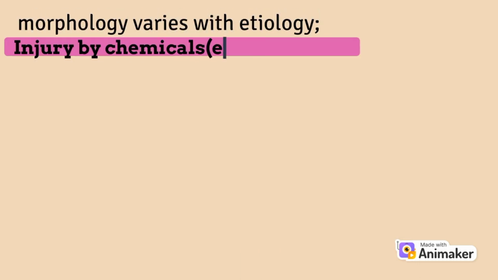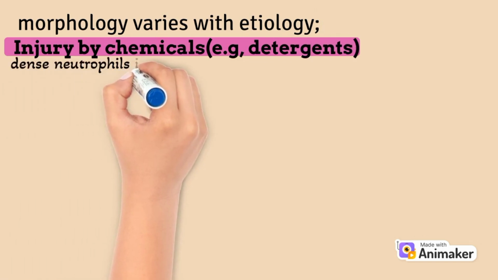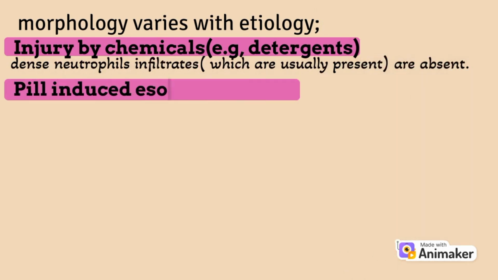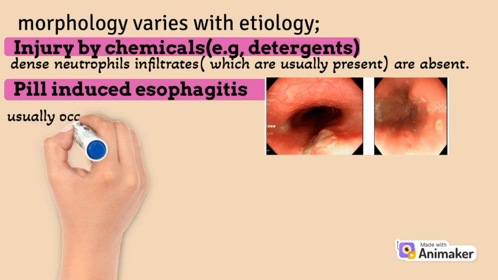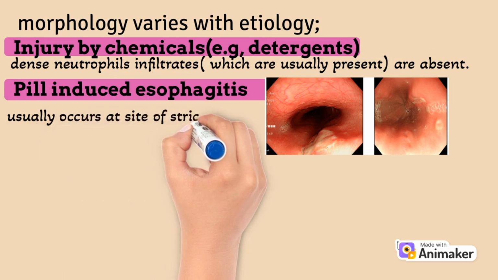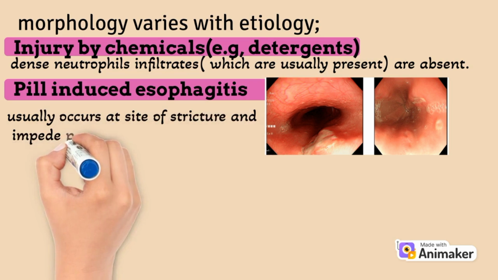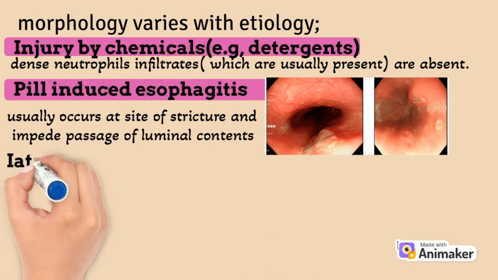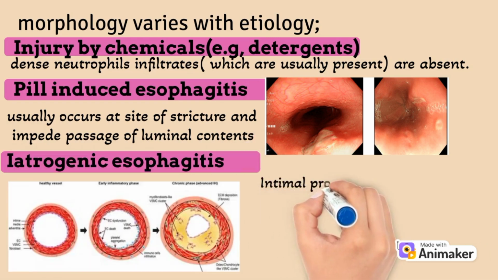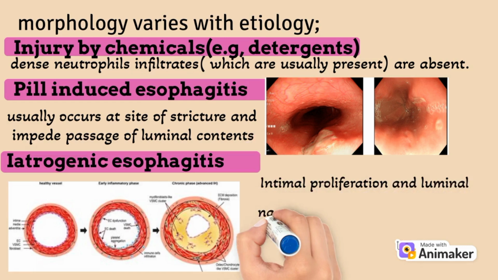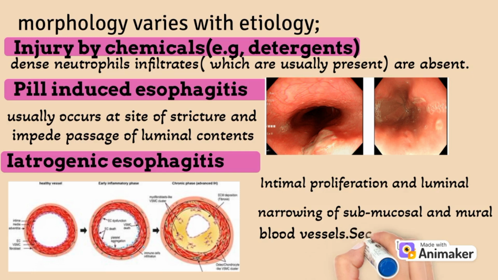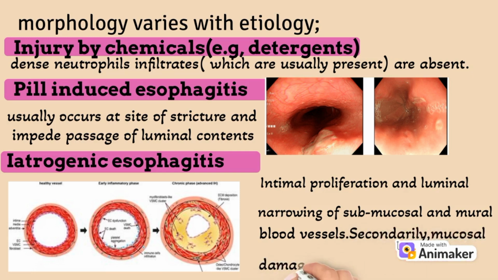Morphology. Morphology varies with etiology. When there is injury by chemicals, we can see neutrophilic infiltrates, which may be present or absent in this case. In pill-induced esophagitis, we can see that it usually occurs at the site of an already present stricture, and it can impede passage of luminal contents. In iatrogenic esophagitis, intimal proliferation and narrowing of blood vessels is seen. Due to narrowing of blood vessels, mucosal damage can occur.